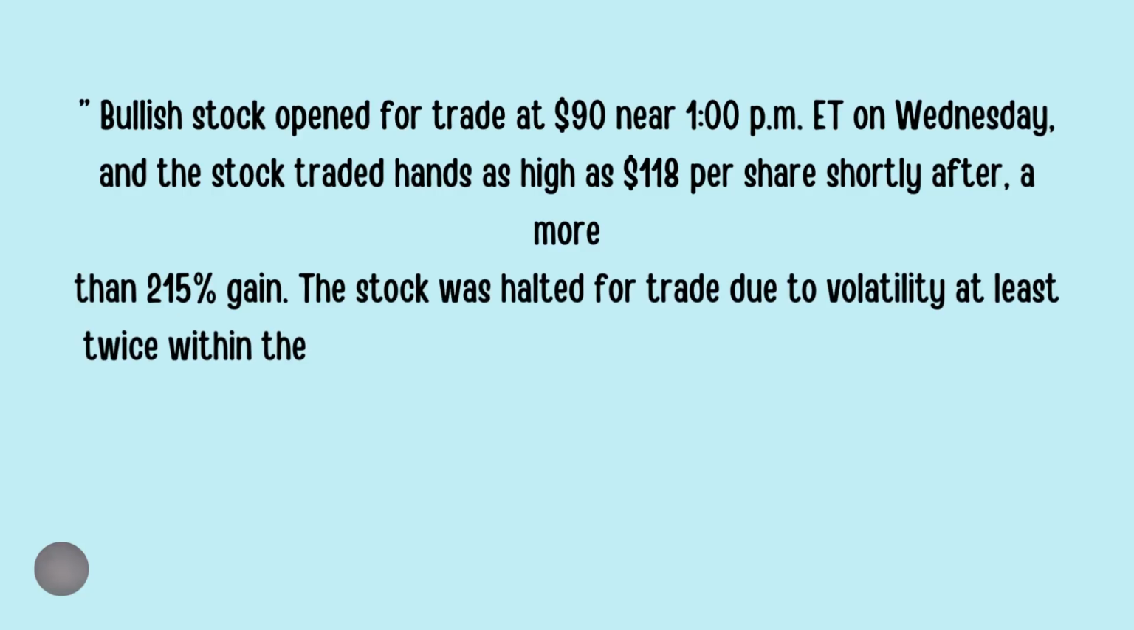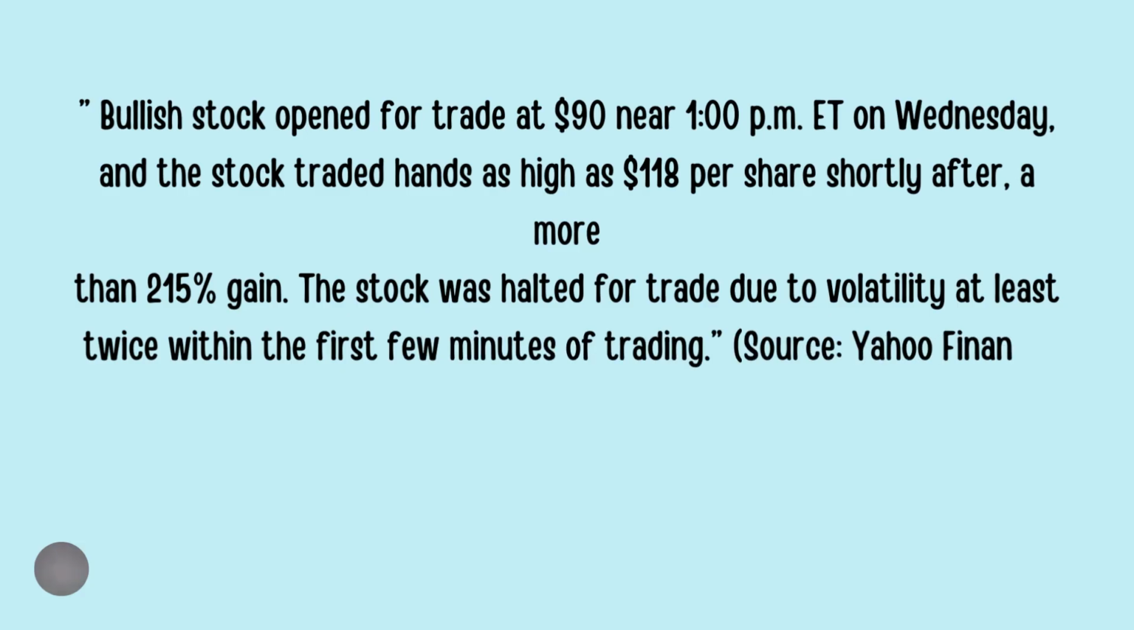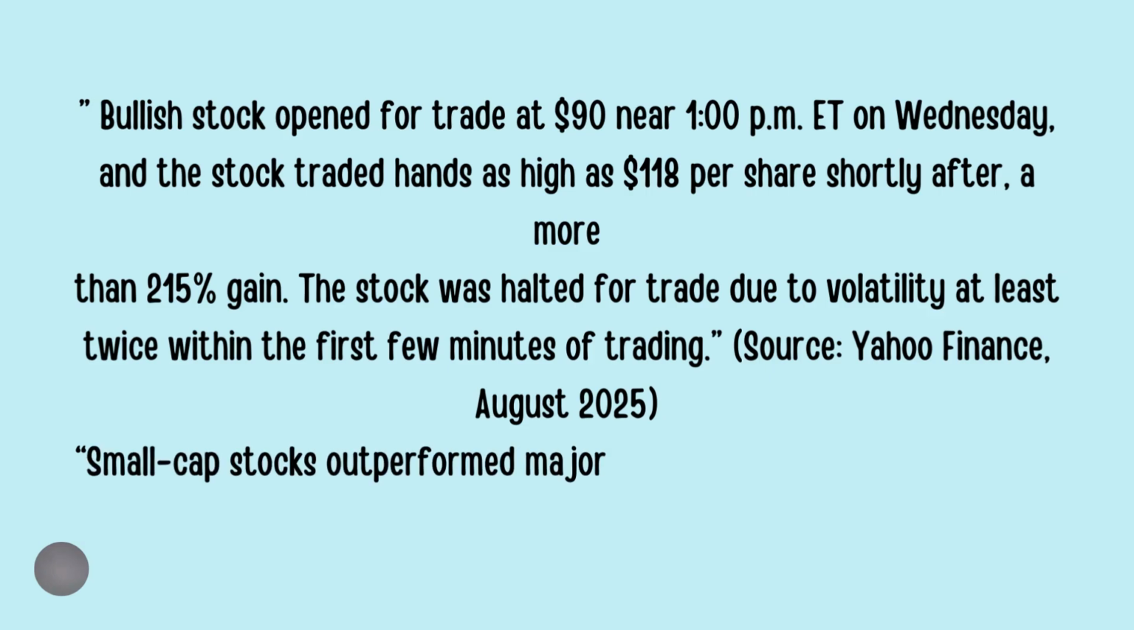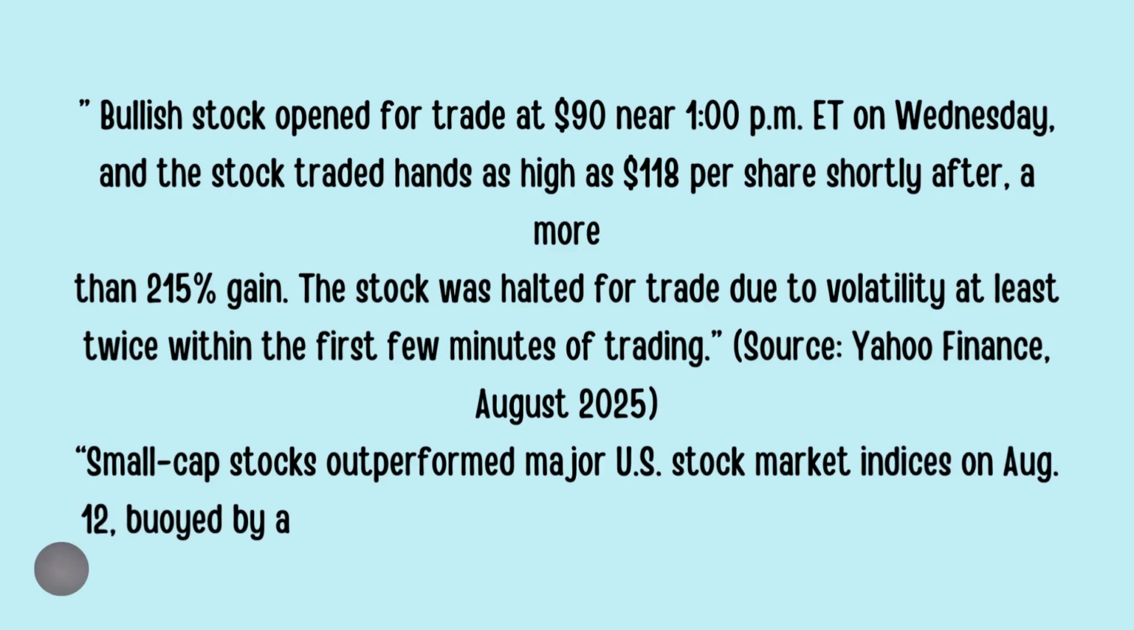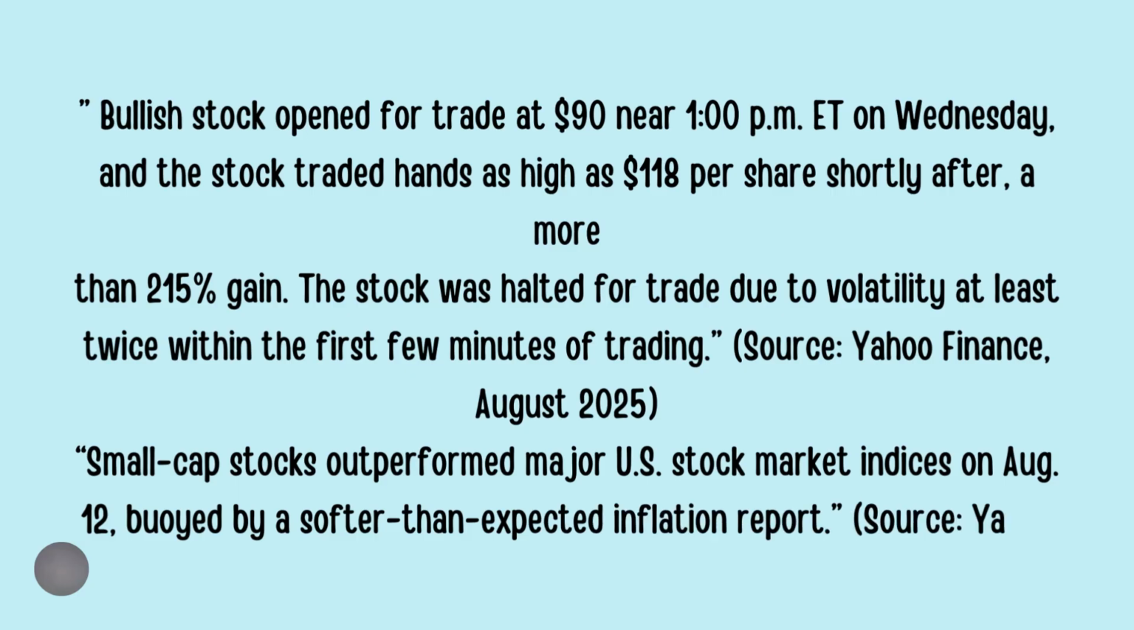So it reads, Bullish stock opened for trade at $90 near 1 p.m. Eastern Time on Wednesday. And the stock traded hands as high as $118 per share shortly after a more than 215% gain. The stock was halted for trade due to volatility at least twice within the first few minutes of trading.